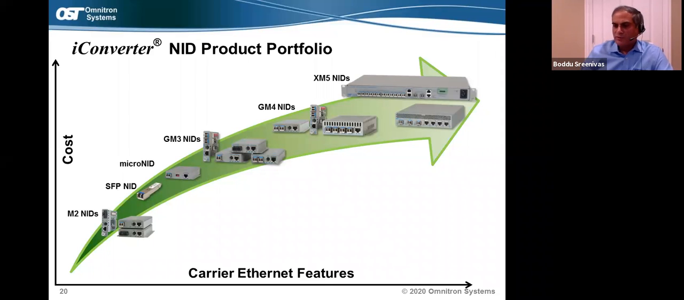We are known for our small form factor and low power consumption. Literally all of our NIDs fit in the palm of our hand. So it saves you cost in the long run when you look at the power consumption. All of our NIDs are very compact, and that's one of the highlights of Omnitron products: the small form factor and low power consumption.